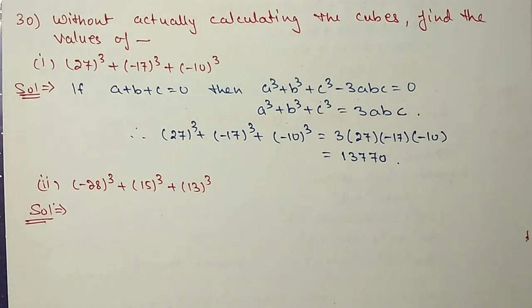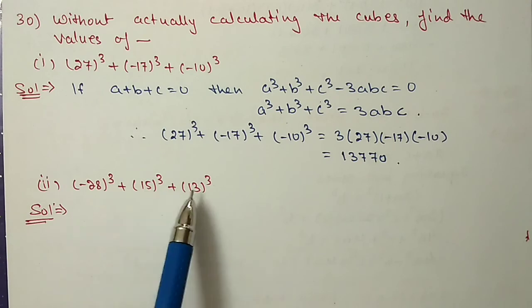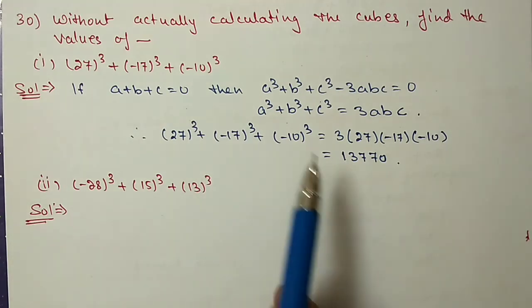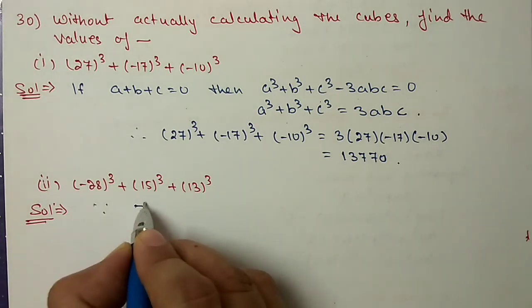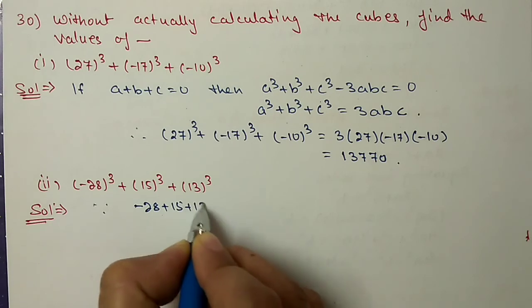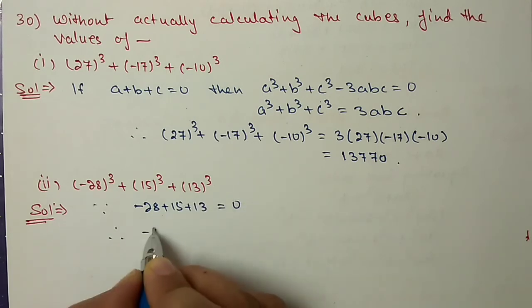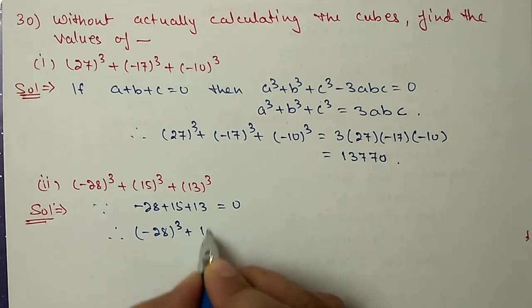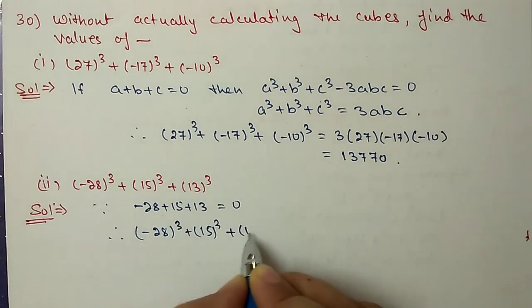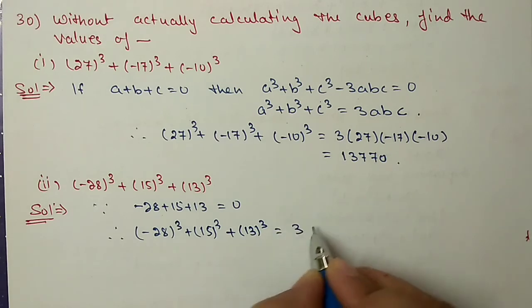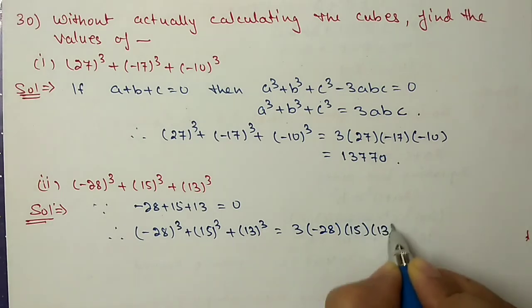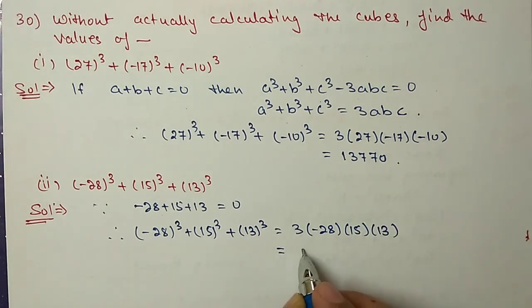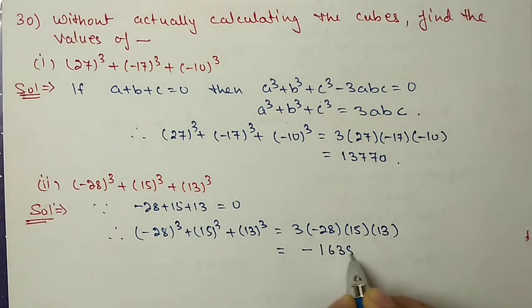Second part, minus 28 cube plus 15 cube plus 13 cube. So we can check here, minus 28 plus 15 plus 13 is equal to 0. So again we can apply the same thing. Therefore, because minus 28 plus 15 plus 13 is equal to 0, therefore minus 28 cube plus 15 cube plus 13 cube will be equal to 3abc, that is 3 into minus 28 into 15 into 13. Multiply all these numbers and you will get minus 16380.